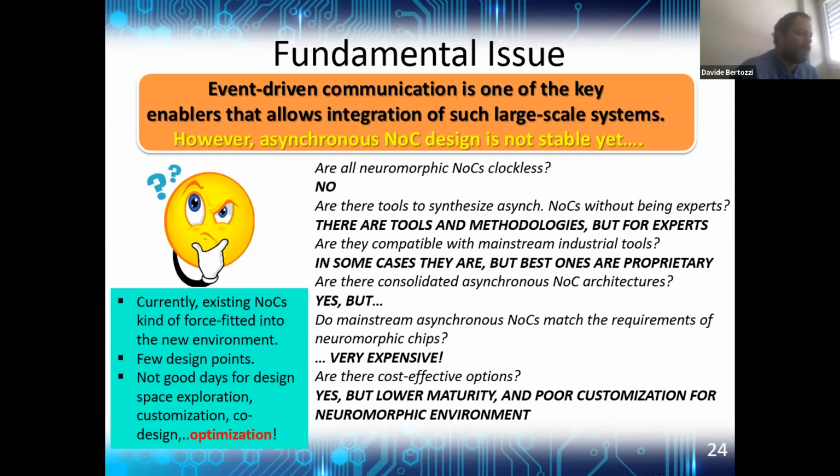Therefore, these are not good days for design space exploration, for customization of architectures for the distinctive features of spiky neural networks to exploit spike-based computation. It's not a good time for co-designing your network on chip with your neurocores. It's not, unfortunately, a very good time for optimization, because optimization requires the availability of tools, design methods, and methodologies for the community at large. It requires the proliferation of design points, and therefore there is a gap with the current situation.